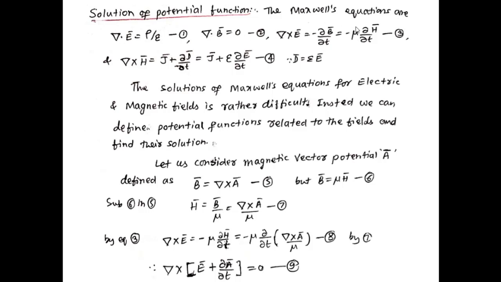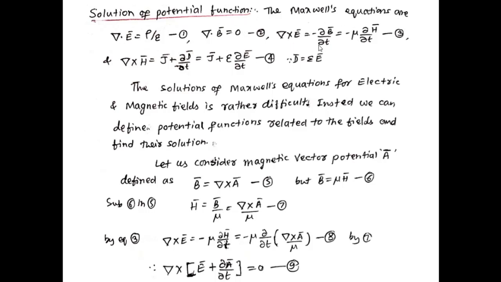There are four Maxwell equations already I studied. One is del dot E bar is equal to rho by epsilon, that is permittivity, and del dot B bar is equal to 0 as the magnetic field is closed, therefore it is always 0.